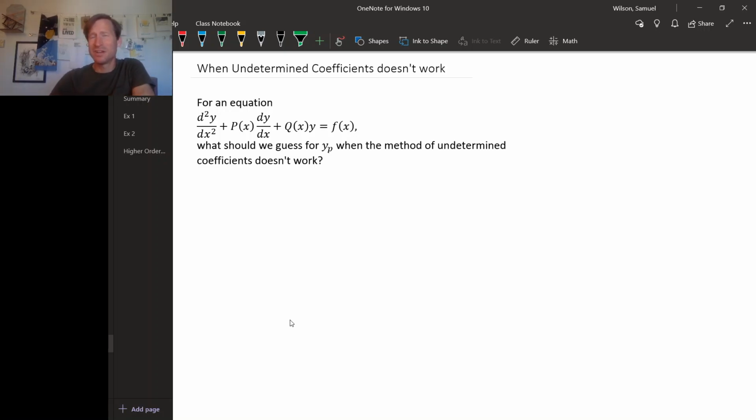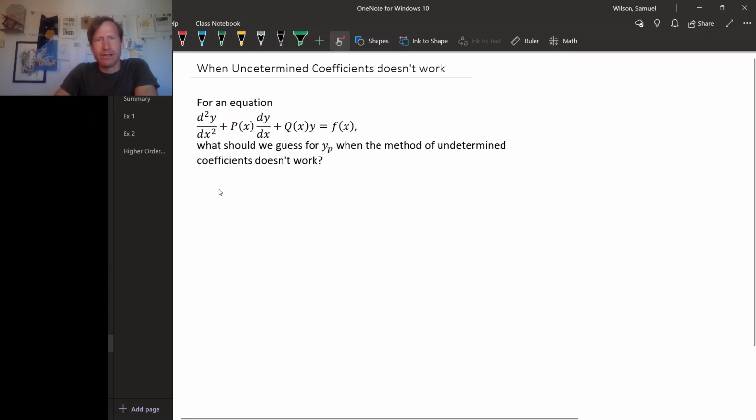So if we're trying to find a particular solution for a linear differential equation, we've seen that undetermined coefficients sometimes works, but sometimes it doesn't work. So what could we do if it doesn't work? Since undetermined coefficients essentially comes down to making clever guesses for what a particular solution looks like, if undetermined coefficients doesn't work, we need to have some completely different way of coming up with a good guess.